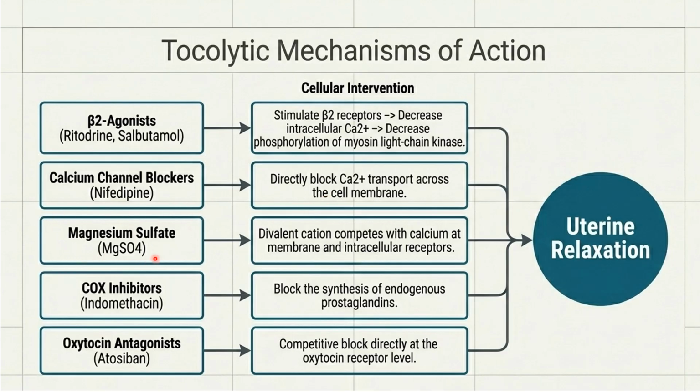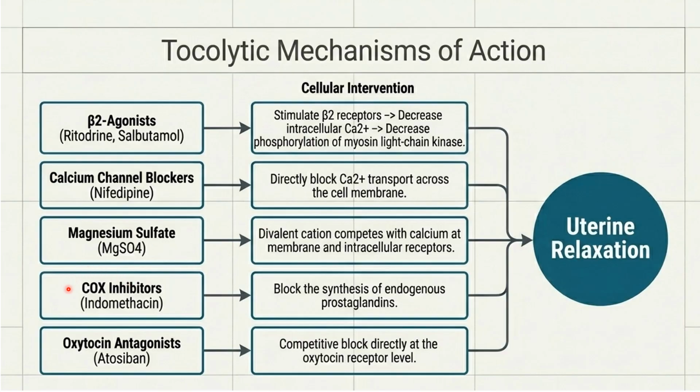Magnesium sulfate is the third one that can be given because it's a divalent, positively charged cation. It also competes with calcium for cell membrane and intracellular receptor binding, and therefore it is considered to have low to moderate tocolytic uterine relaxant activity.